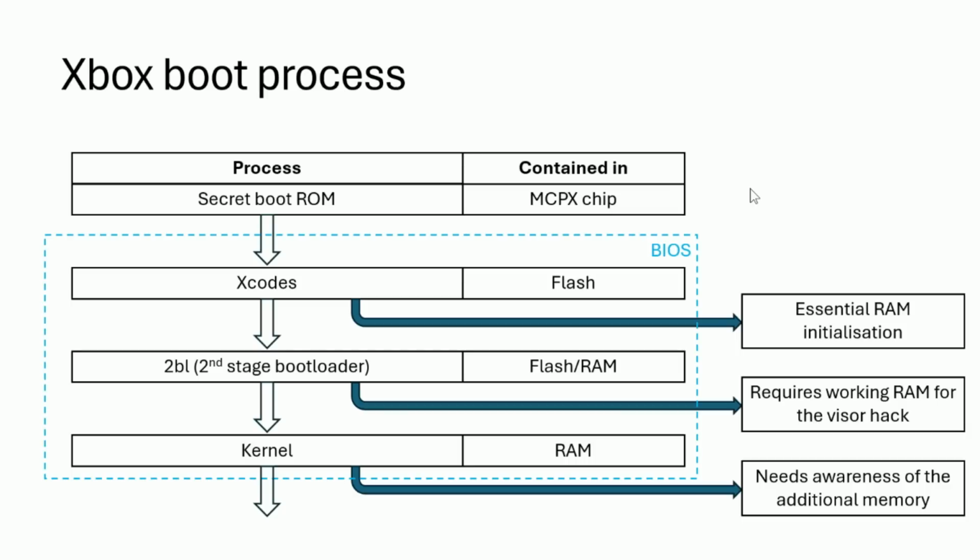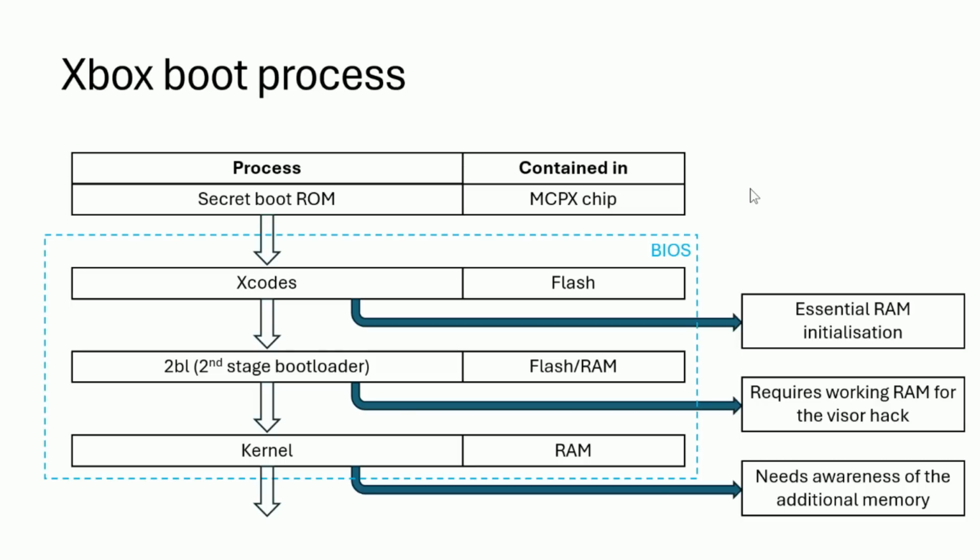And Xcodes are stored in flash. They're on the flash chip. They're part of the BIOS. The Xcodes do various setups for PCI, for the video encoder, and for the memory. After Xcodes have finished executing, then the secret boot ROM hands over to the second stage bootloader, or 2BL. This can start its execution in flash, but often copies itself into RAM to execute much faster.